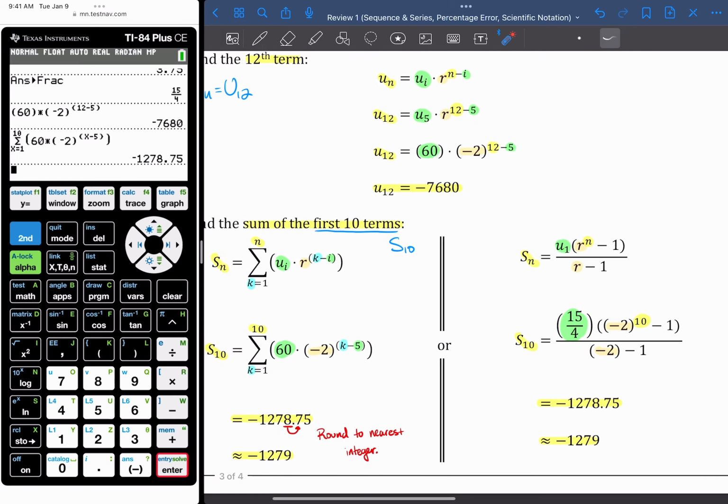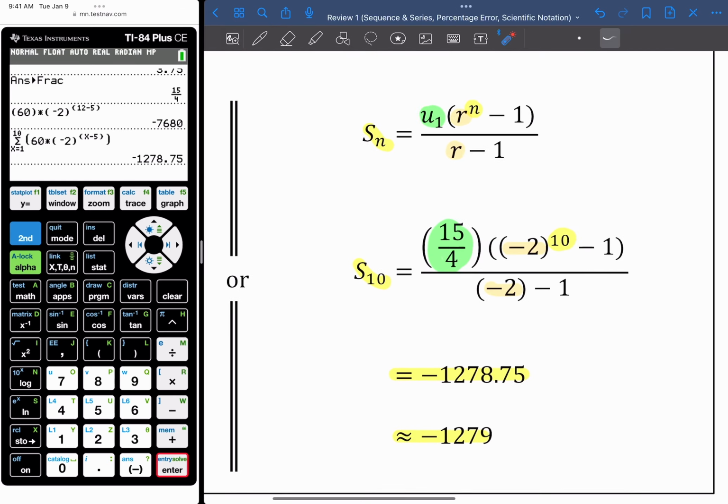Okay, how can we do it looking at the formula? Here's the formula. We need to know the first term, which we do know as a fractional form. It's 15 over 4. Perfect. Again, we got that from part A. I know my pattern. It's -2. And again, n, I'm finding the sum of the 10 terms. So wherever I see n, I'm going to replace it with 10.